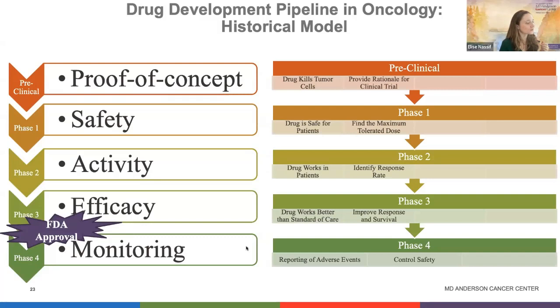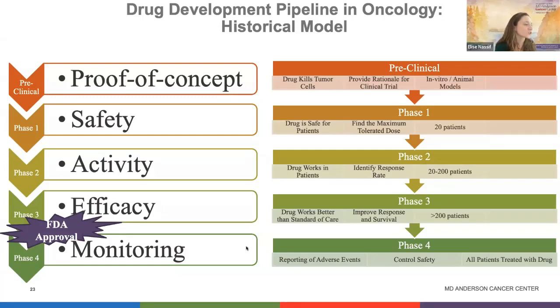So in terms of the goal of each of those phases, in the preclinical phase, your goal is just to provide rationale so that we actually move the drug forward into phase 1. In phase 1 clinical trial, what we want is to find the maximum tolerated dose. In phase 2, we want to show that there's some response rate. In phase 3, that this response and the survival is actually better than what we usually do.